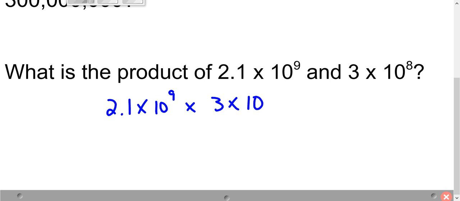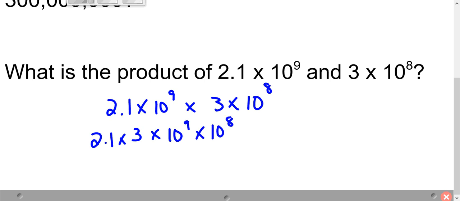Now, there's a rule in multiplication, a property that allows me to rearrange this into any order I want. Most of you know it because I say it all the time in class, and I'm sure you've been hearing it since you learned it a couple of years ago. It's called the commutative property. So I can actually group this by like terms. So I can do the 2.1 times 3 first, then times 10 to the 9th times 10 to the 8th.